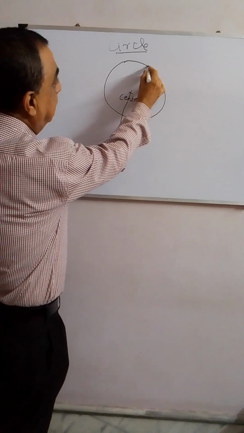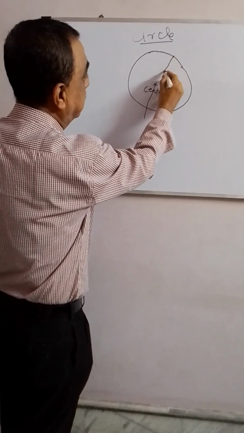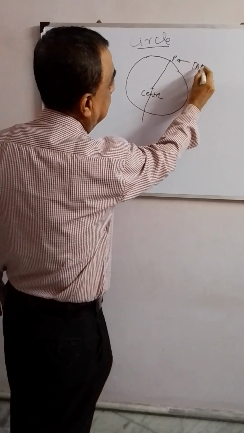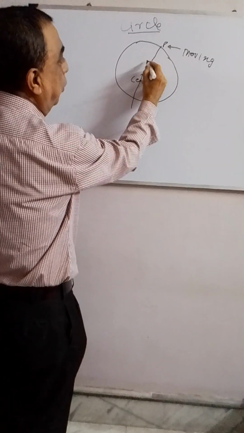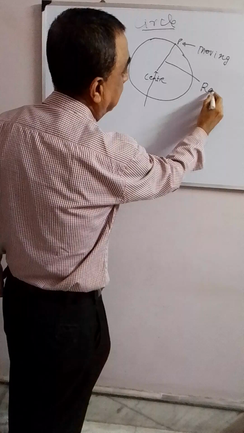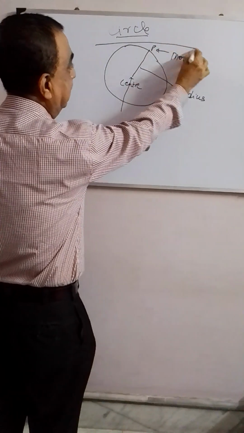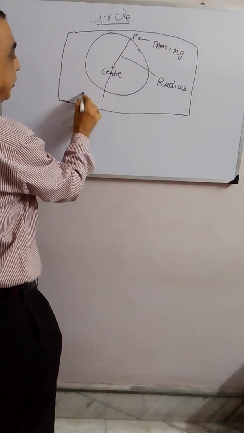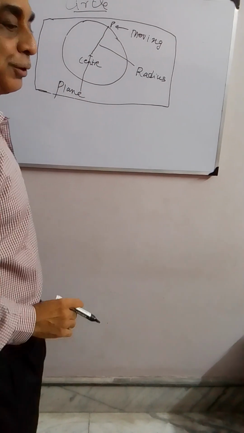And the moving point, suppose a point P, is the moving point. The distance of the moving point from the fixed point is always the same, and this same distance is called the radius of the circle. The point is moving on a plane. So this is a plane, and the locus of the point is called the circle.